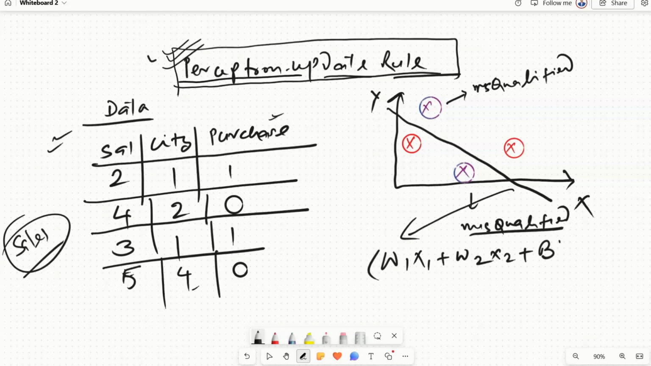I hope everything I have already discussed is clear. Again, if you have no foundational concept about the perceptron, then you have to watch my previous video. Okay. So let's assume that this is the equation of the perceptron.